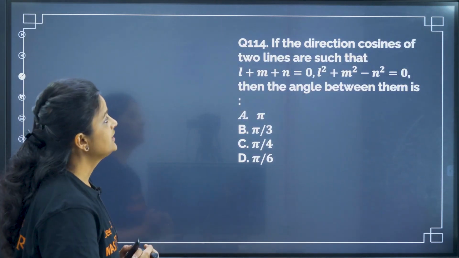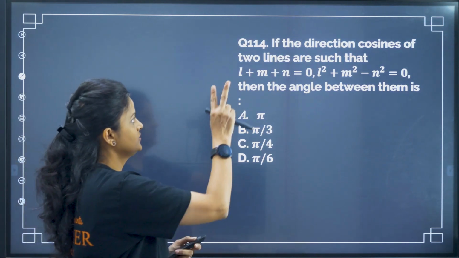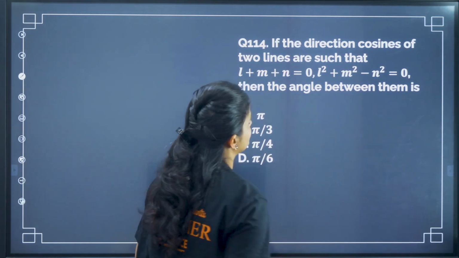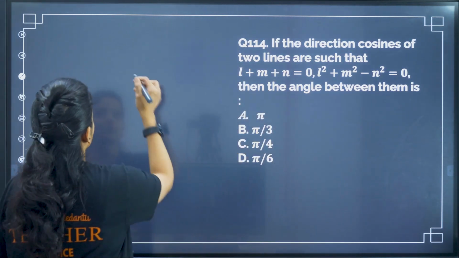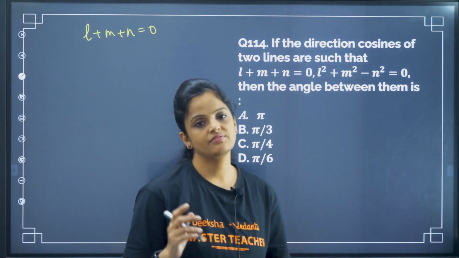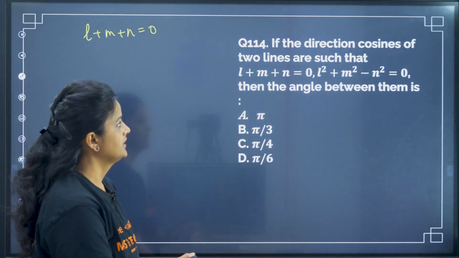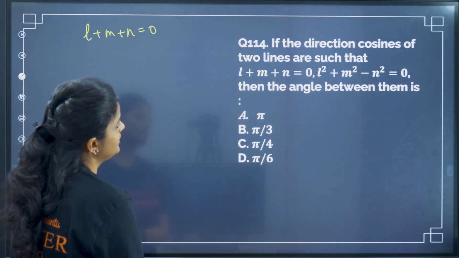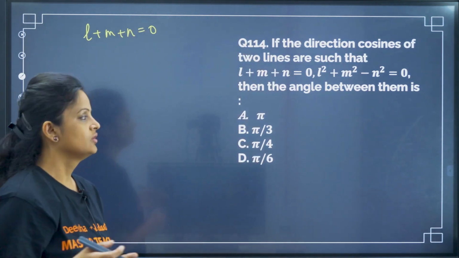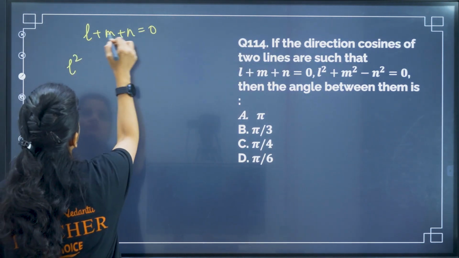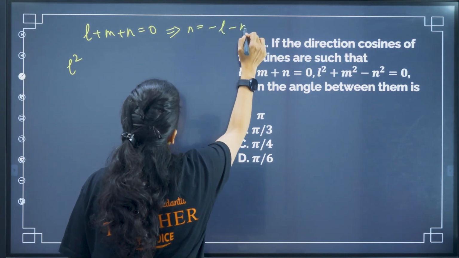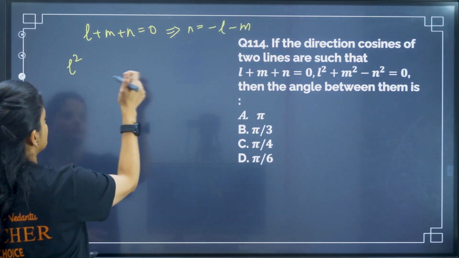114th. If the direction cosines of two lines are such that, see how they have given it, then the angle between them is what? Okay, let's solve this. One condition is given that L, M and N, the direction cosines, sum of that will be 0. That means cos alpha, cos beta, cos gamma, they have added and it is 0. And square of that. So if that is 0, from this I can take that N is equal to minus L minus M. Right? Substitute that in the second line.